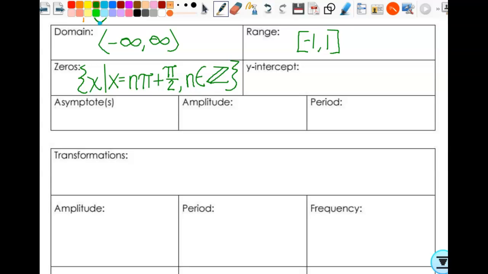Do we have a y-intercept? Yes. What is it? 0, 1. Good. Do we have any asymptotes? Nope. What do you think the amplitude is? 1. What do you think the period is? 2 pi. So most of that is almost exactly like it was for sine, right? The only difference is we've shifted it over a little bit, so it changes the y-intercept and whatnot.